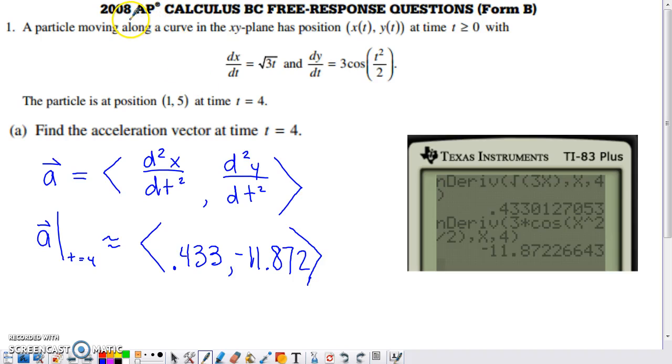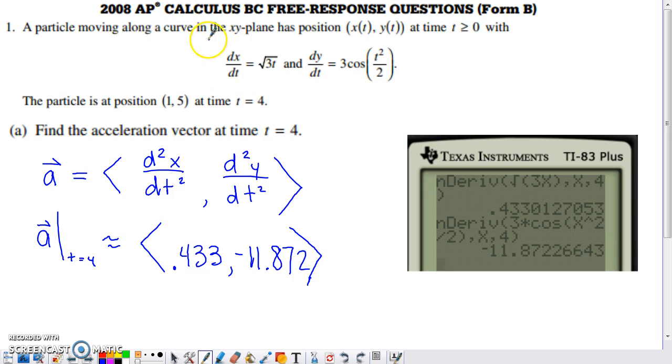So this is a problem from the 2008 BC exam. It was on Form B that year, and it was a calculator question. And it's a parametrically based problem. They give us a setup that's pretty typical of a lot of these free response questions that you can find on the College Board's website.